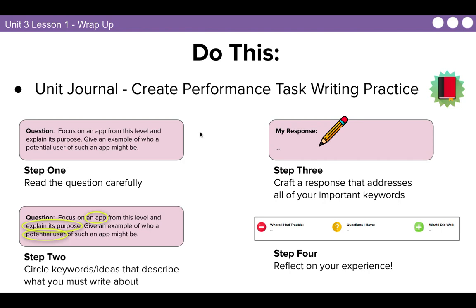Okay? This is an example of a Create performance task writing practice. So this is the question. Focus on an app from this level. Read the question carefully, okay? Circle keywords or ideas that describe what you must write about: an app, explain its purpose, and potential user. Craft a response that addresses all of your important keywords, okay? And then reflect on your experience. Pause the video here so that you have time to do that.